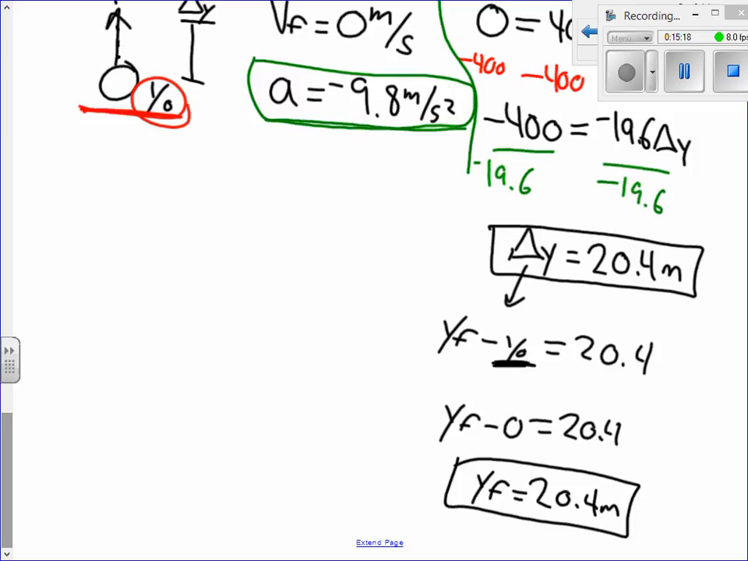So that's about it. We solve these kinematic equations just like we did before, but since they're in free fall, we use negative 9.8 for our acceleration.